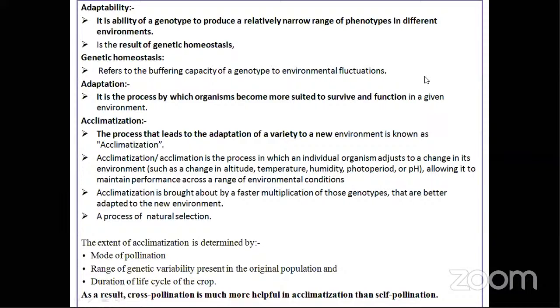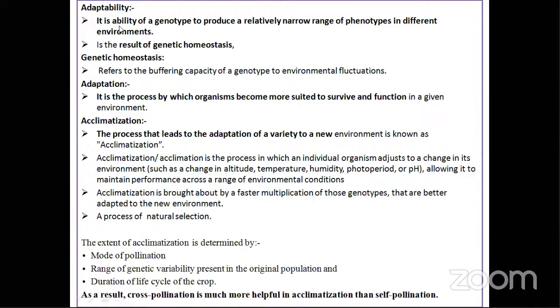Ma'am, voice breaking. Okay. So see the term first. Look at the definition here. That adaptability is the ability of genotype. First of all, voice is breaking. Hello. Hello, students. Is it audible now? Yes, ma'am. Audible, ma'am. Okay. Vandana, please check your internet connection. I think from my side it is okay. If it is not audible to everyone, then please inform me, okay? Okay, then we'll proceed.